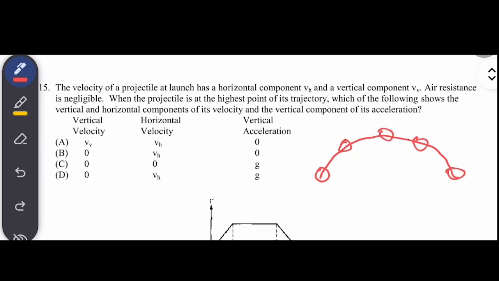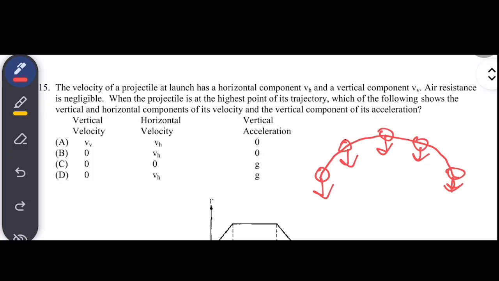So while it travels through this trajectory, there's only one force acting on it in the vertical component, and that would be force gravity. And the force gravity is constantly pulling down on the object in motion, no matter where it is, but only in the vertical.